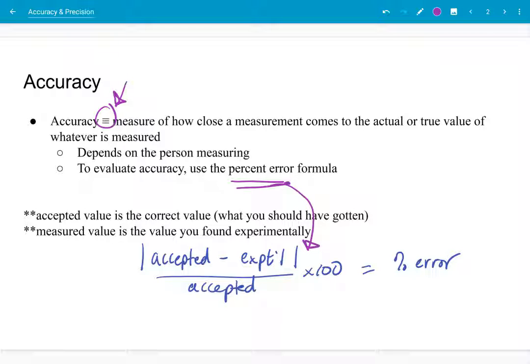The percent error formula is right here. That is the accepted minus the experimental, all over the accepted, times 100. That gives you your percent error, and that basically tells you how good of a job you did, right? You're hoping to not have a very large percent error. You're hoping to have a very small percent error.